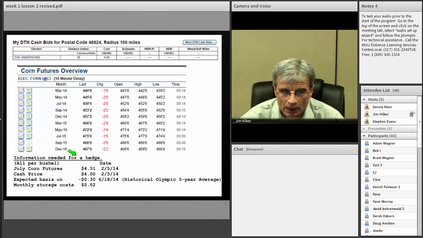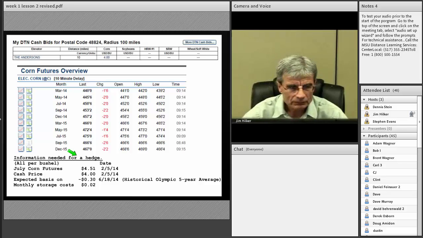If it is, the market's telling you to store. If it's not, other elevators in the area: one is 416, another one was 394, another one was like 402. Get out of futures and cash. A little further away to get that basis, you just get out of basis.